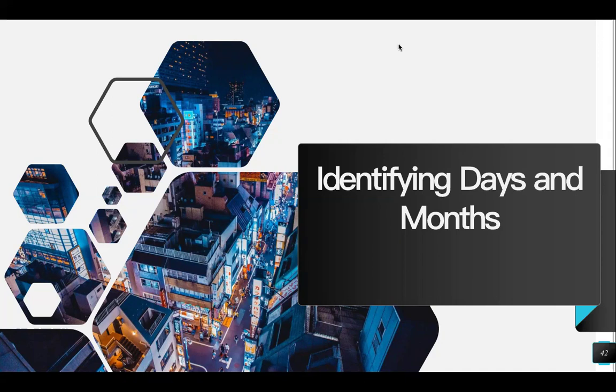Last time, pinag-aralan natin ang symmetry. Okay. So, line of symmetry. Sabi natin, ang line of symmetry divides sa dalawang figure or shape into two identical parts. Ngayon naman, pag-usapan natin yung identifying days and months.